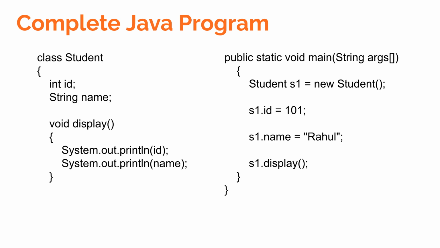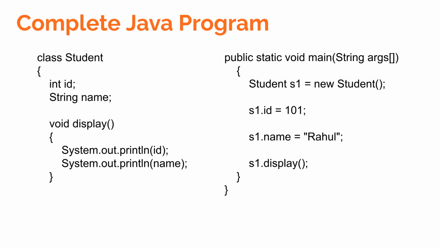Now that we know what a class is and how to create an object, let's understand a complete Java program. We'll explain it line by line. Here, we are creating a class named Student. Think of a class as a blueprint or template. This blueprint tells Java what information a student should have and what actions a student can perform.